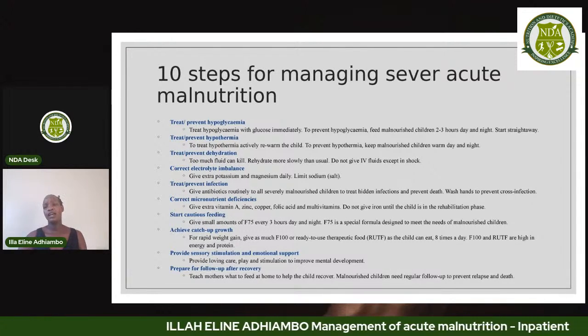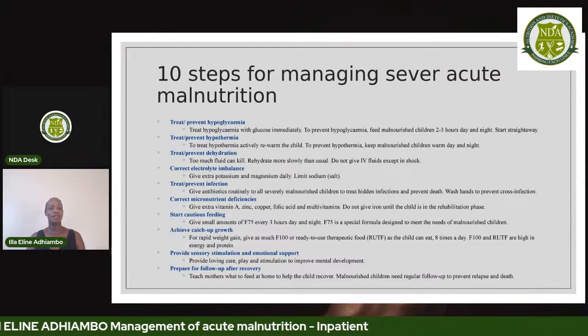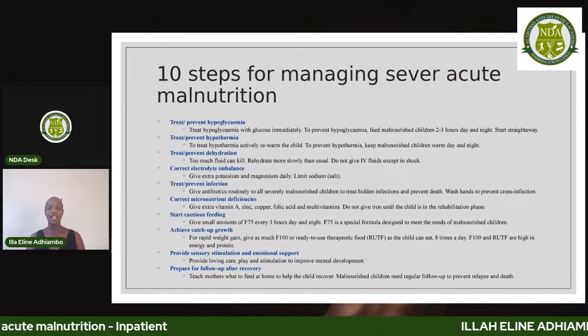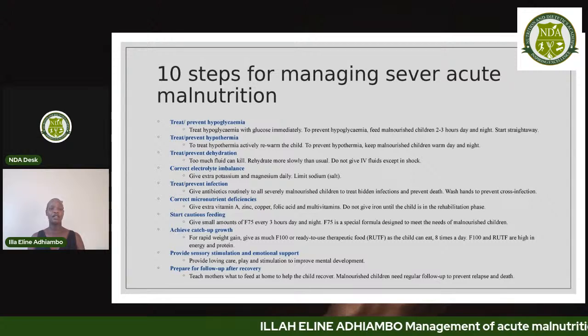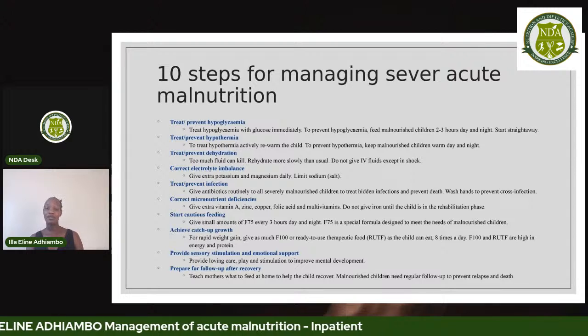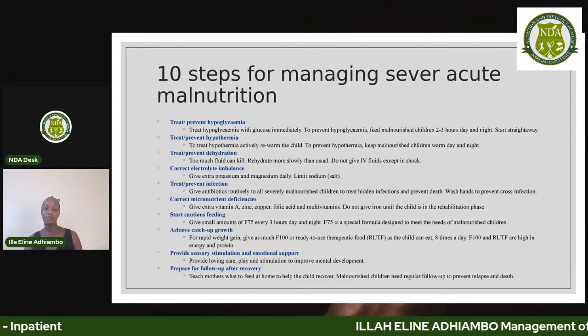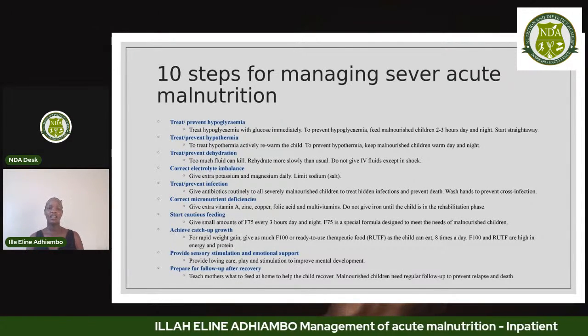And then the 9th step is always to give loving care, play, and stimulation. You try to stimulate this child to play and make the child feel loved, so that they may heal well. And then once all this is done, you're going to prepare for follow-up and discharge. You have to get information on the family background and their socioeconomic status. You instruct the mother directly on how to prepare the meals, the foods, and how often to feed the child.